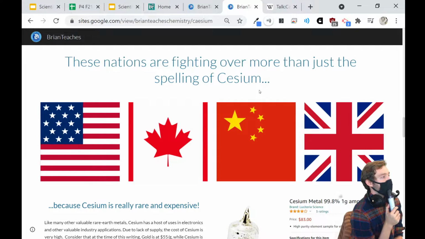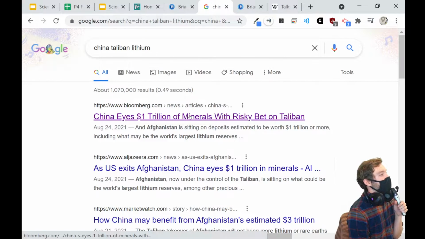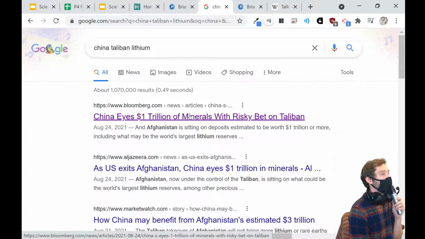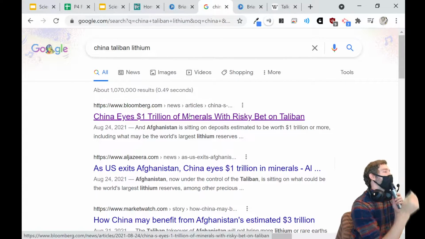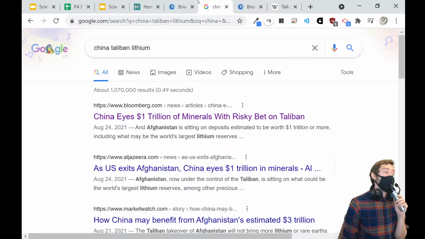Why does China want to invest money into the Taliban? Do you know why? Because Afghanistan has $1 trillion in lithium, amongst other rare earth metals. It all comes down to dollars. Every war that we've ever been in, it's all about resources. If we can't get the resources, then we usually take off. China thinks that they can have access to this lithium if they're buddy-buddy with the Taliban. That's a risky bet. Maybe it'll pay off. Who knows?